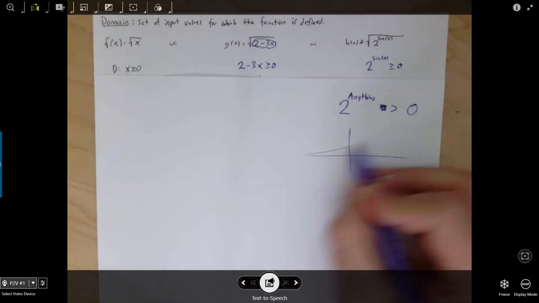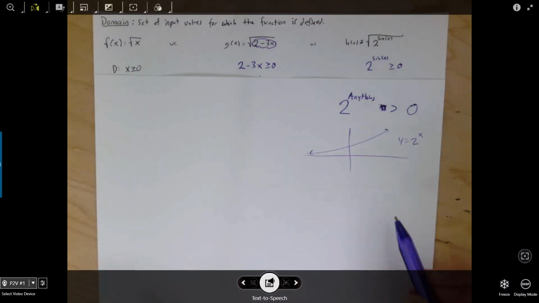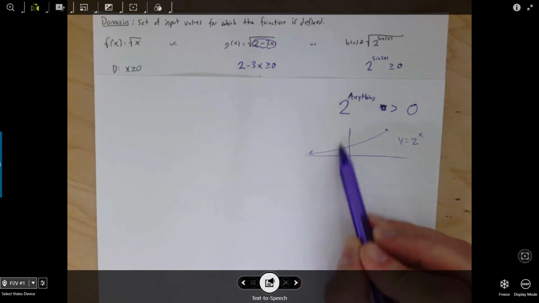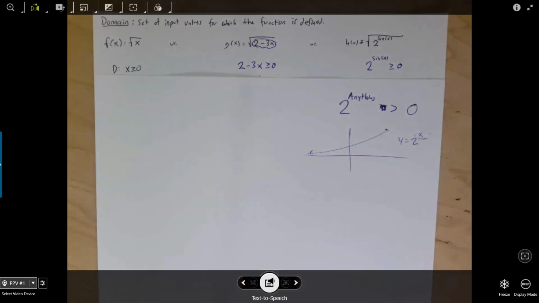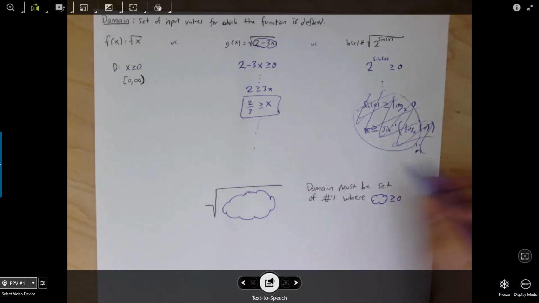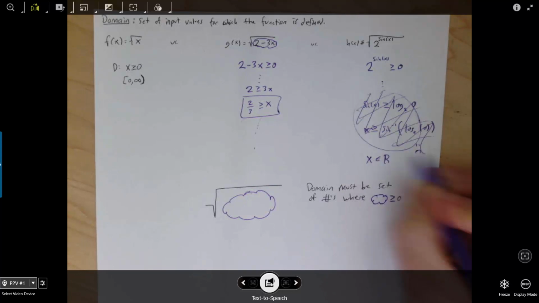Graphically, you could think about it this way. You know that the function y equals 2 to the x looks like this. And that's just another way of seeing that no matter what the exponent on 2 is, the output is always larger than 0. So it doesn't matter if I have a sine x up here or what I have up here, because I know that whatever that number evaluates to be, 2 to that power has got to be positive. So don't need any algebra here. We can just immediately write x is all real numbers.